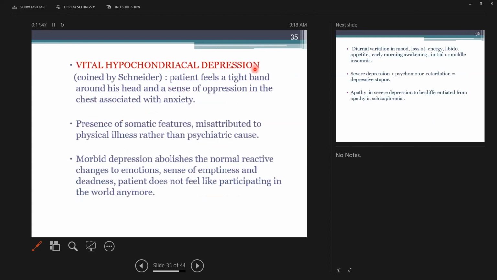Now, vital depression, a term coined by Schneider. The patient feels that there's a tight band around his head or a sense of oppression in the chest associated with anxiety. There may be somatic features which may be attributed to physical illness rather than the psychiatric cause. Morbid depression abolishes the normal reactive changes to emotions. There's a sense of emptiness and deadness, and the patient does not feel like participating in the world anymore.